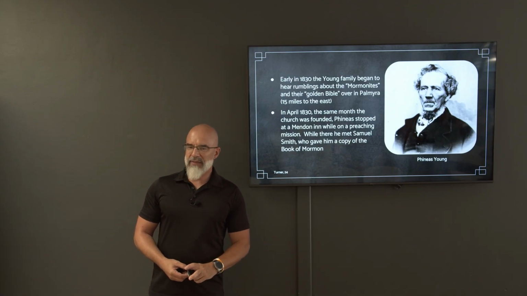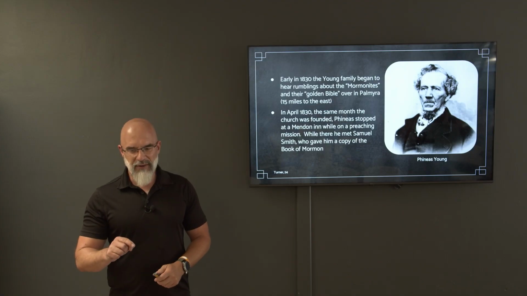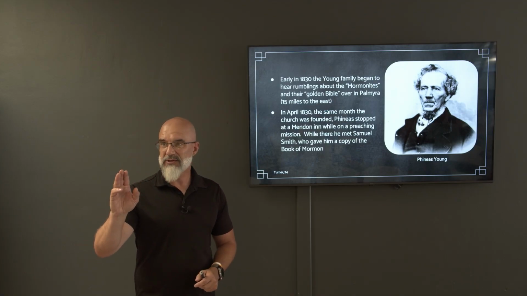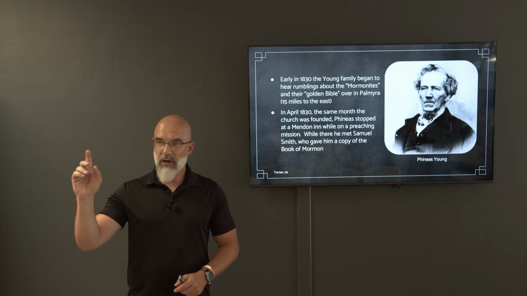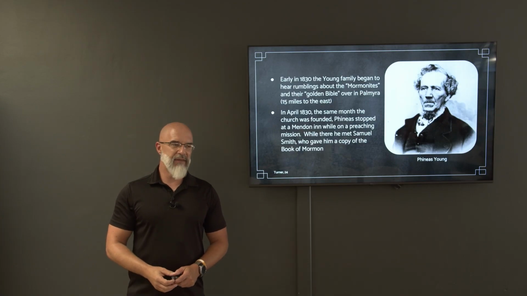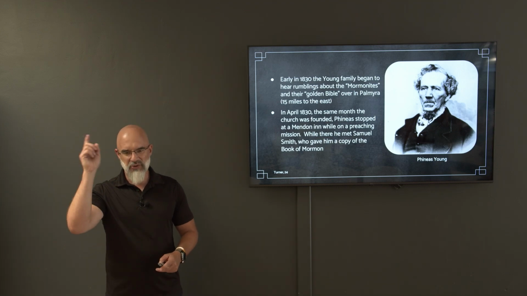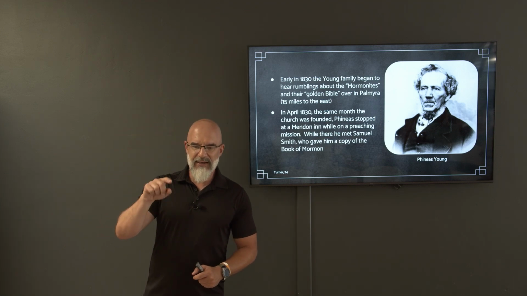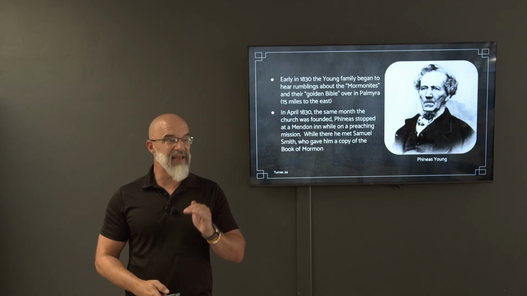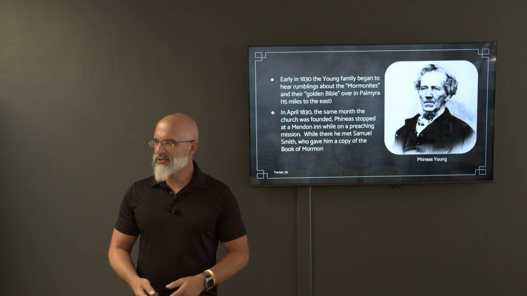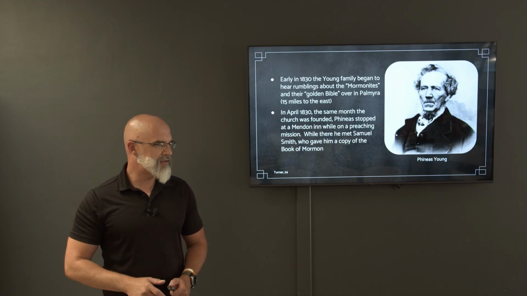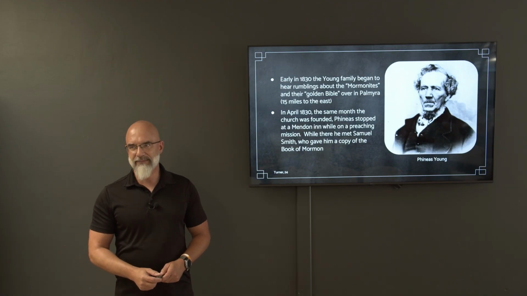And that same month, Brigham's brother Phineas was, by the way, three of Brigham's brothers and one of his brothers-in-law were all Methodist preachers. And so the whole family is very involved in the Methodist Church. And Phineas was on a preaching tour when he stopped in an inn in Mendon. And while in that inn, he met Joseph Smith's brother, Samuel, who told him about this new church and about the Golden Bible. And he gave Phineas a copy of the Book of Mormon.